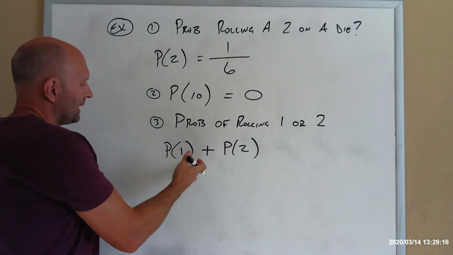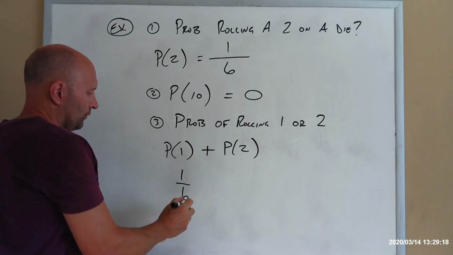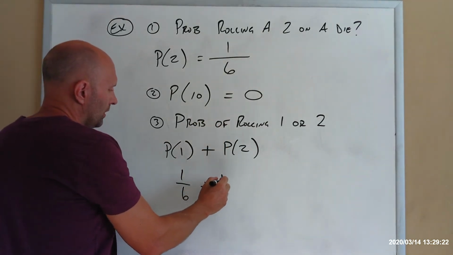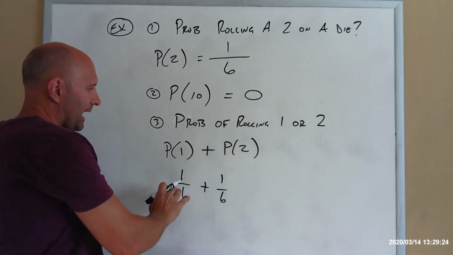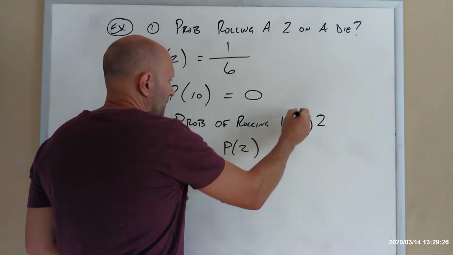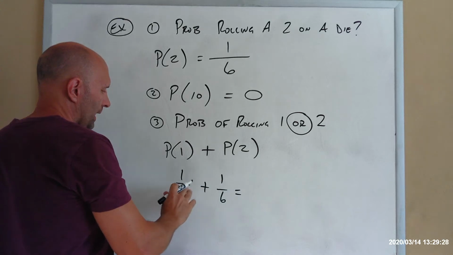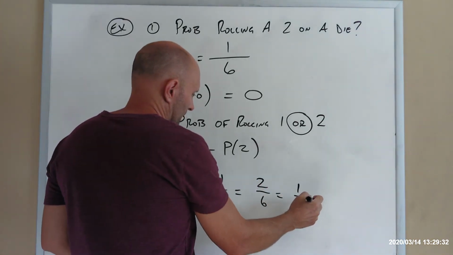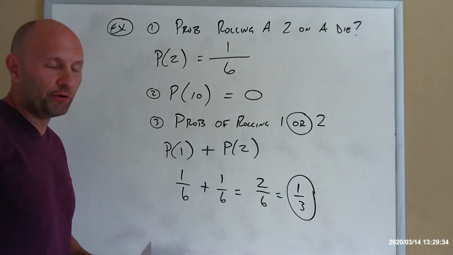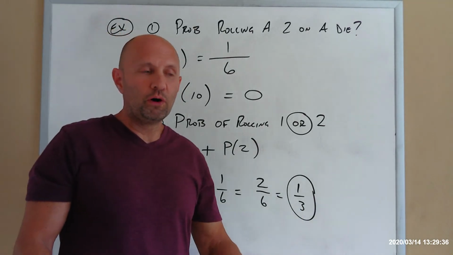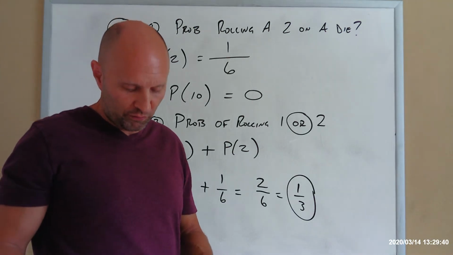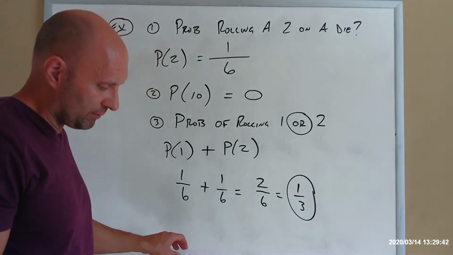The probability I get a 1 is what? Well, 1/6. Probability I get a 2 is what? 1/6. Add them together because it's "or." So add them, I get 2/6, which simplified is 1/3. That's between 0 and 1, so I can feel pretty good that maybe I got this right if I did it correctly.